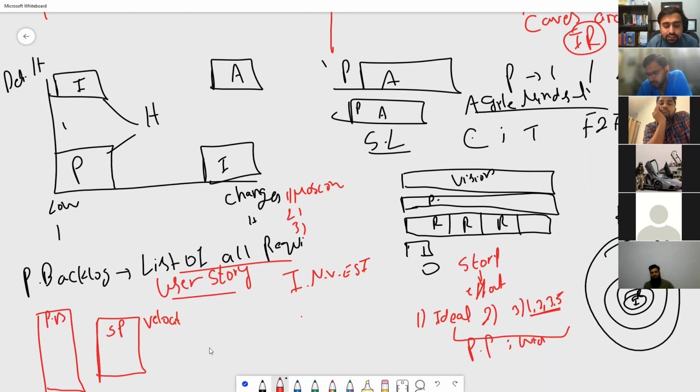Once the sprint starts, it can be 1 to 4 weeks. The Scrum Master holds the daily stand-up, the daily Scrum, a 15-minute meeting, same time, same place, same location. Three questions: what did you do yesterday, what are you going to do today, is there any impediment or roadblock? So three questions there.